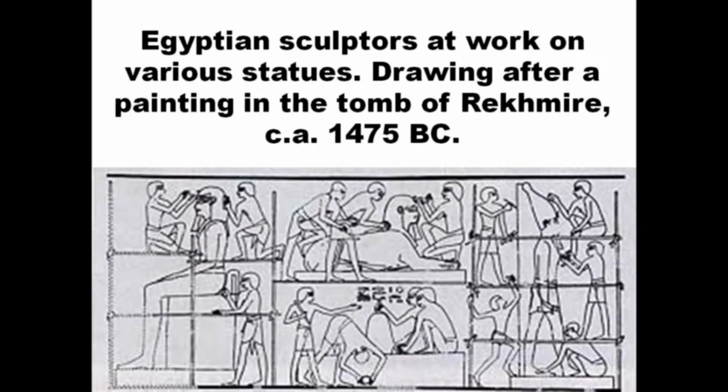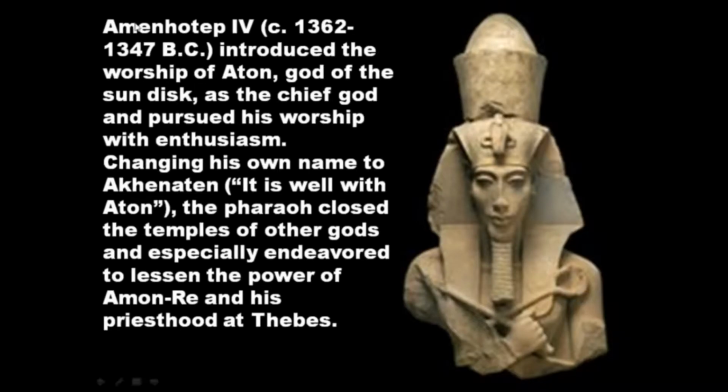Egyptian sculptors at work on various statues, as we see, drawing after a painting in the tomb of Rekhmire. Amenhotep IV, from 1362 to 1347 BC, introduced the worship of Aten, god of the sun disk, as the chief god and pursued his worship with enthusiasm, changing his own name to Akhenaten. It's well with Aten. The pharaoh closed the temples of other gods and especially endeavored to lessen the power of Amun-Ra and his priesthood at Thebes.